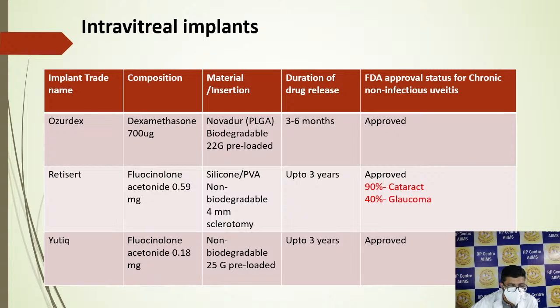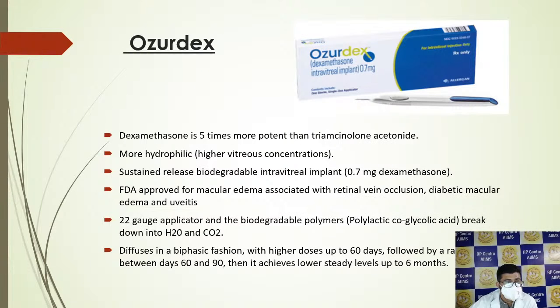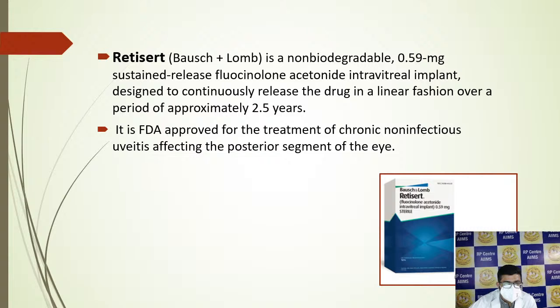It is also a non-biodegradable implant which is injected via a 25 gauge preloaded injector. The effect lasts for up to 3 years and it is also FDA approved for chronic non-infectious uveitis. So this is the Ozurdex implant and this is the Retisert.